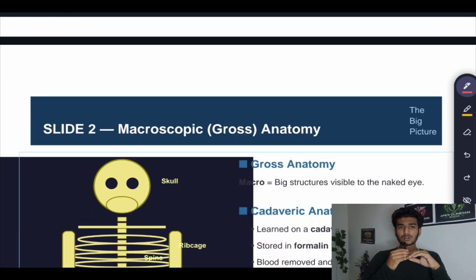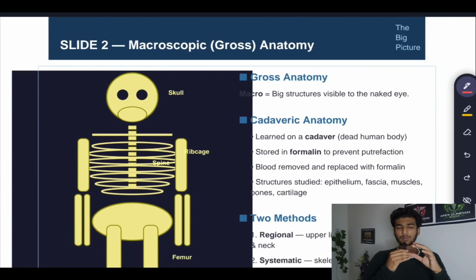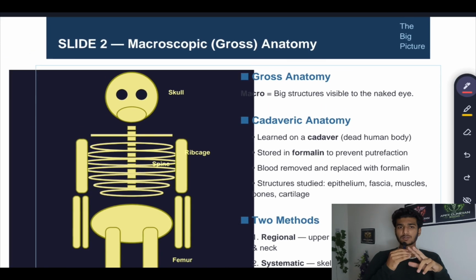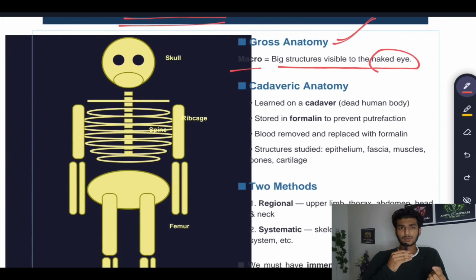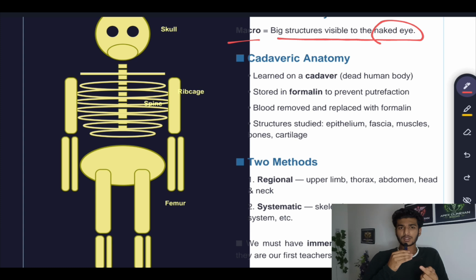So we'll move on to the types of anatomy. Basically you will get two types of anatomy, that is macroscopic anatomy and microscopic anatomy. Macroscopic anatomy is also called gross anatomy. Macro means big structures and micro means small structures. That is just common sense. In gross anatomy, you will basically learn cadaveric anatomy. All the structures you have been learning, you will learn on a cadaver. A cadaver is just a dead human body. We should have immense respect for it because it is teaching us a lot of things.